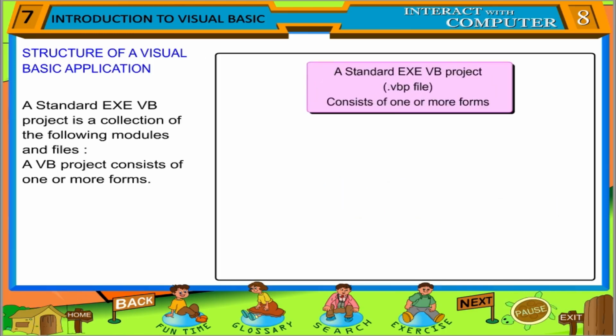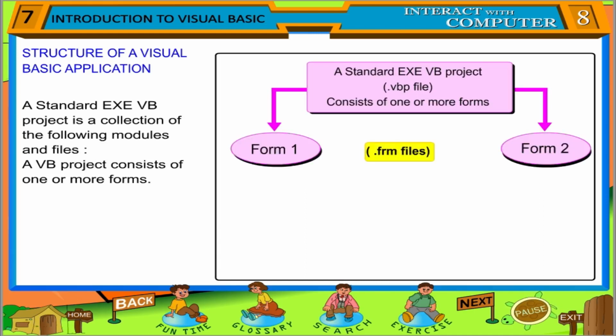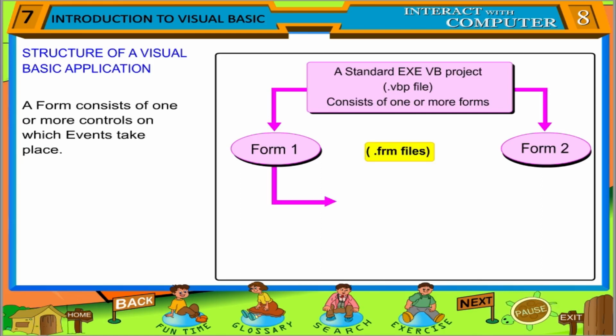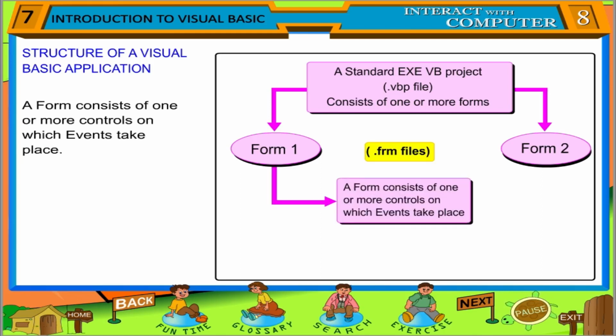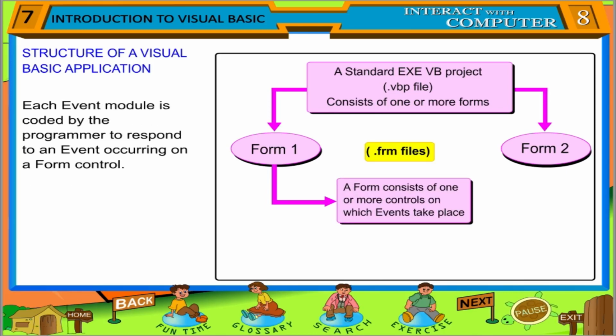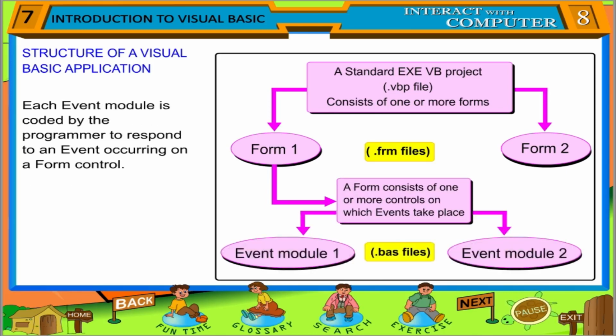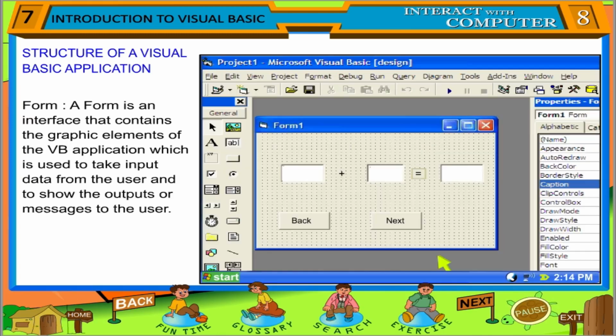A standard EXE Visual Basic project is a collection of the following modules and files. A Visual Basic project consists of one or more forms. A form consists of one or more controls on which events take place. Each event module is coded by the programmer to respond to an event occurring on a form control.